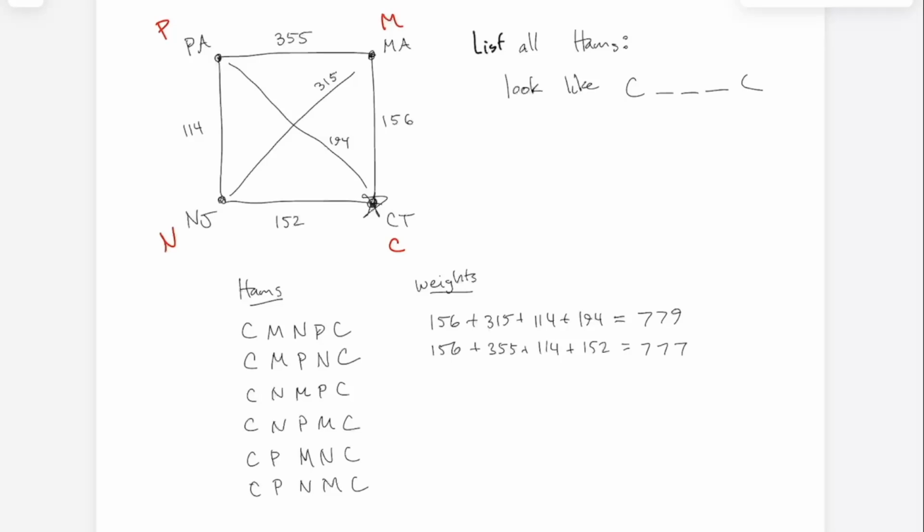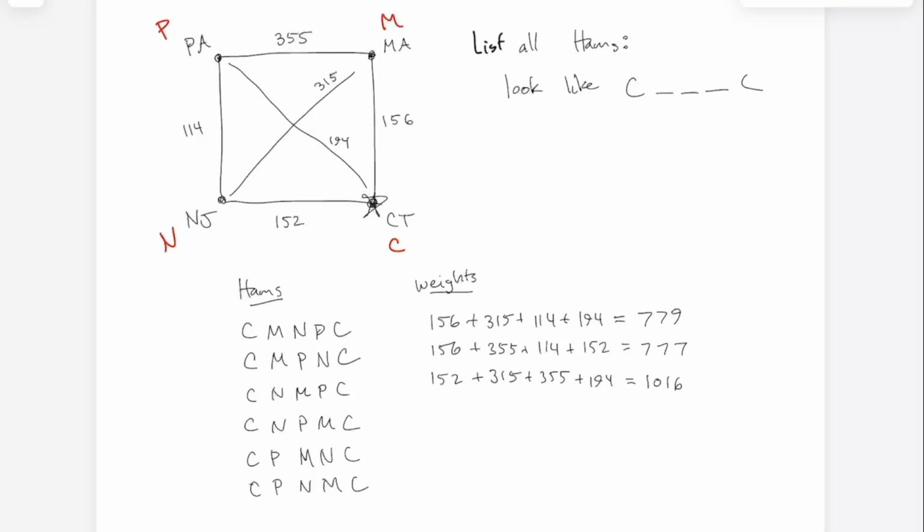What about the next one? So C to N first. We begin with this one, which is 152. Plus N to M is the big diagonal, 315. M to P is the one on top, 355. And then P to C is the other diagonal, 194. And this one I added up was 1016. That's the worst one so far. So we probably should not drive that way.